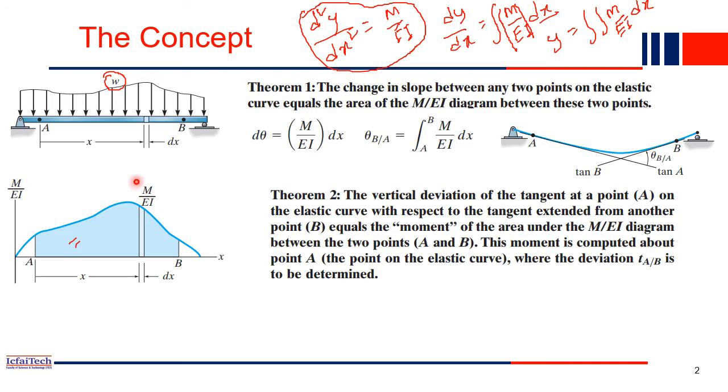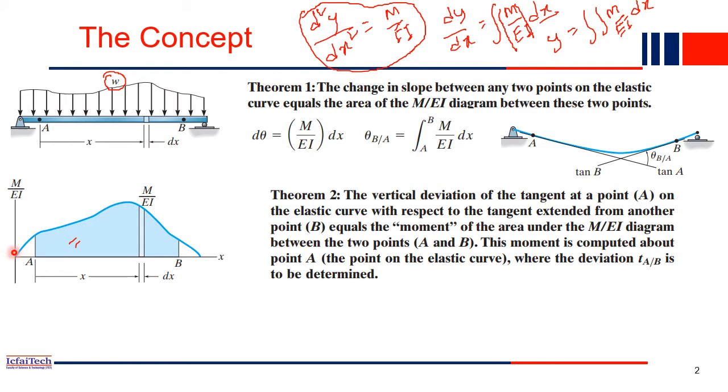So moment diagram means M diagram. Now if you divide M by EI, the moment diagram, you already know all the coordinate values, right? EI is a constant, so you will get some value. E is the modulus of elasticity and I is the moment of inertia. So if you draw the M by EI diagram, the moment diagram we already know, divided by EI, you will get the M by EI diagram.